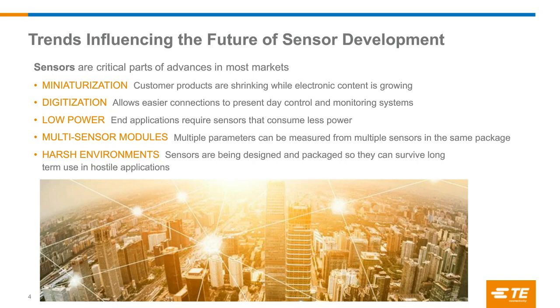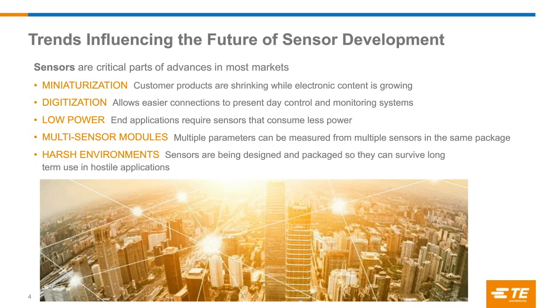The first one is miniaturization. There's always an effort from our customers to make products smaller. They want to make the components that they buy smaller. The next one is digitization. The sensor industry has been a little slow to move to the digital world, but it's happening now at a high rate of speed, and we'll talk a little bit about what those changes are.